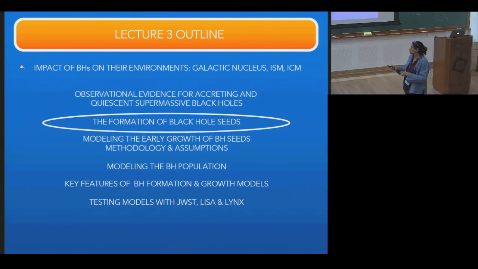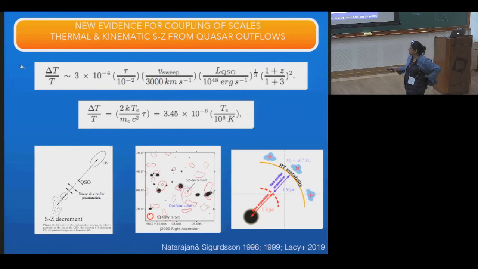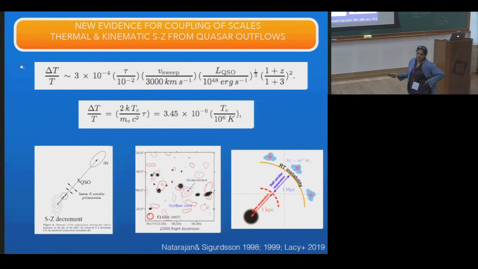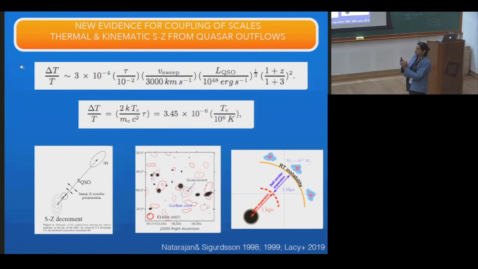Yeah, sure. So the interesting thing is that the reason you get this enhancement is because you have both the thermal and the kinematic piece that contribute, because you have the outflow that's flowing out with some velocity. So this is why this is such a standout signal. The signal gets much larger. The delta T over T has a contribution both from the kinematic piece and the thermal piece.